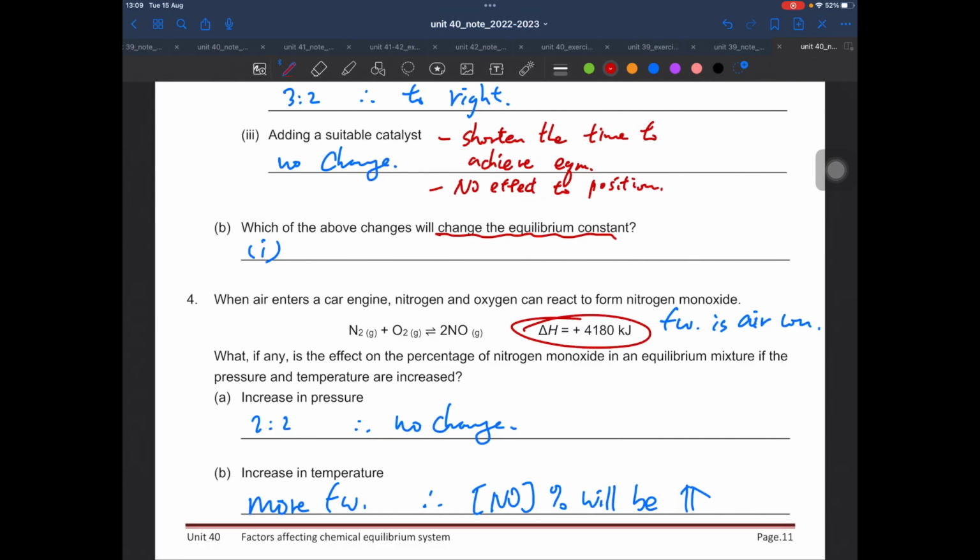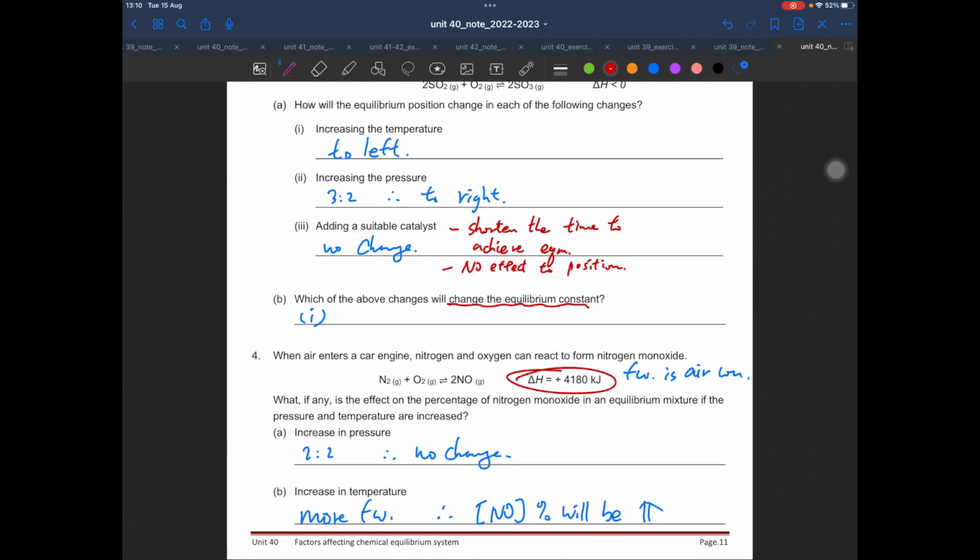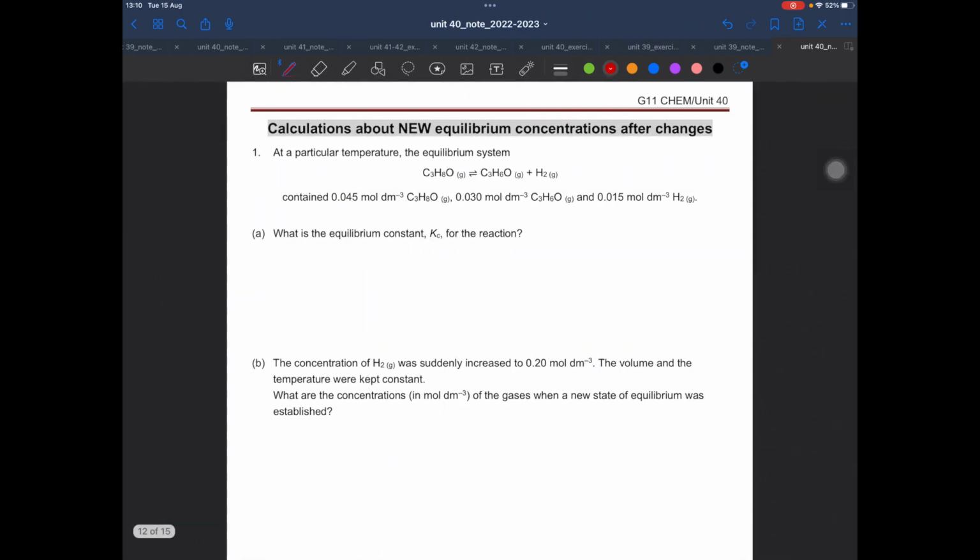So first, increase pressure. Okay, 2 to 2. So no change in the amount of NO when changing pressure. The next one is increased temperature. Increased temperature means summertime, right? Of course, in summertime I want more aircon. So it favors the forward reaction and increases the percentage amount of NO. Easy, right?